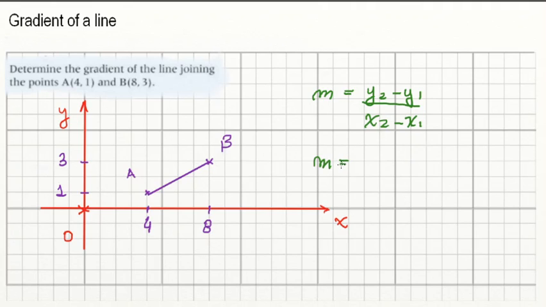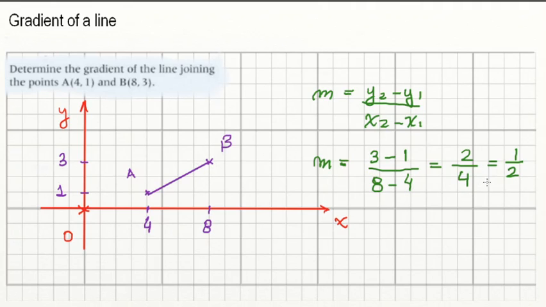So what is the height of B? Well, height of B is 3 and height of A is 1. Over x coordinate, the horizontal distance of B is 8 and the horizontal distance of A is 4. Therefore 3 minus 1, that's 2, and 8 minus 4 is 4. So our gradient is a half.